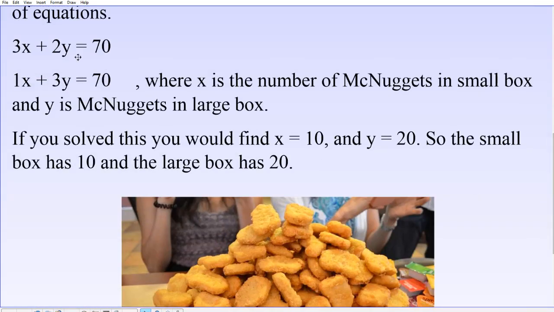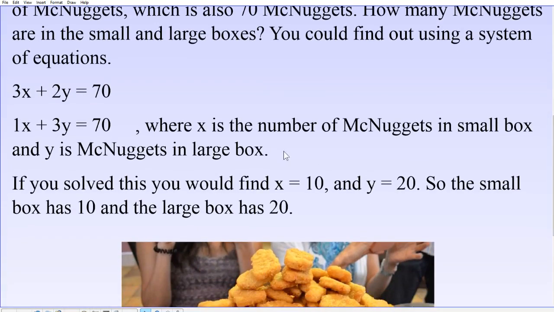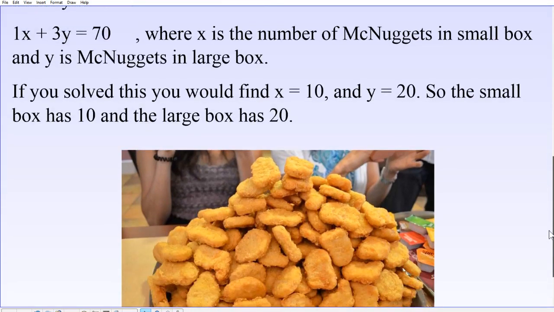So we can actually set this up. This would represent you, because you've got 3 small boxes and 2 large boxes, giving a total of 70. Your brother has 1 small box and 3 large boxes, giving a total of 70. And if you set up that system of equations and solved it, you would find out that the small box has 10 and the big box has 20. That would make these equations true, where each of you would have 70 McNuggets. And let's scroll down and see that big, huge pile of nuggets.